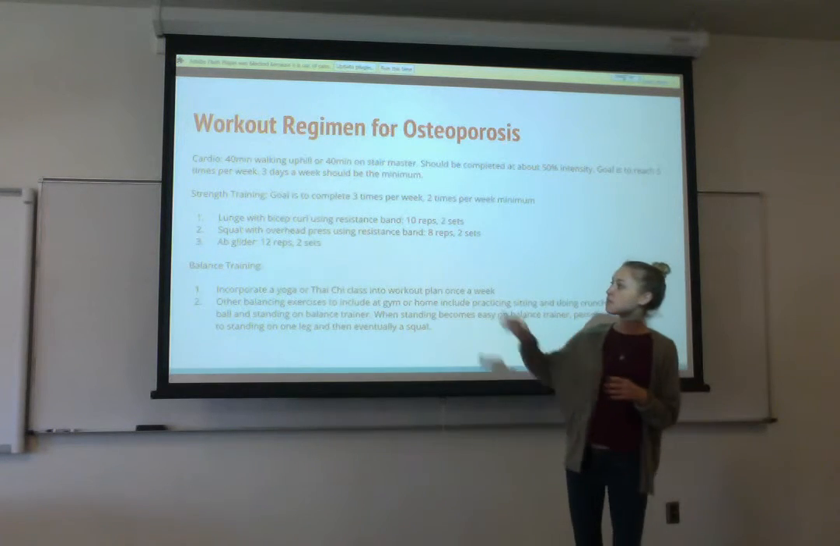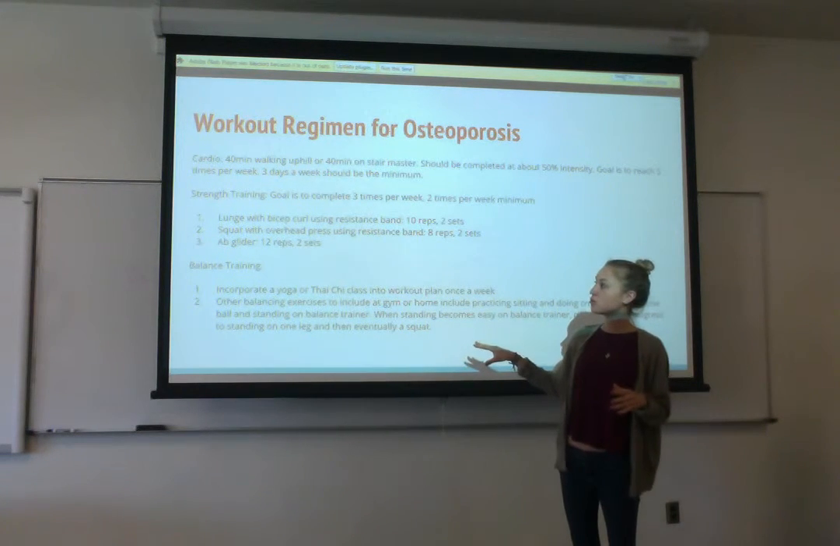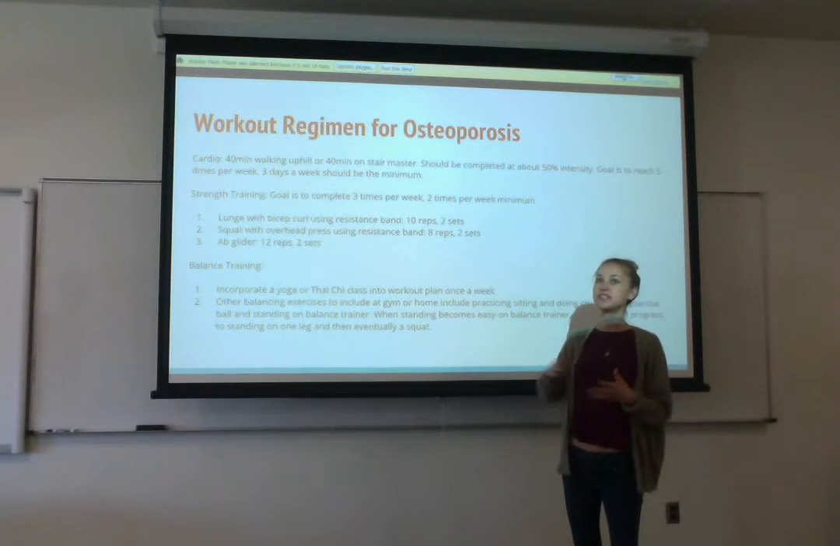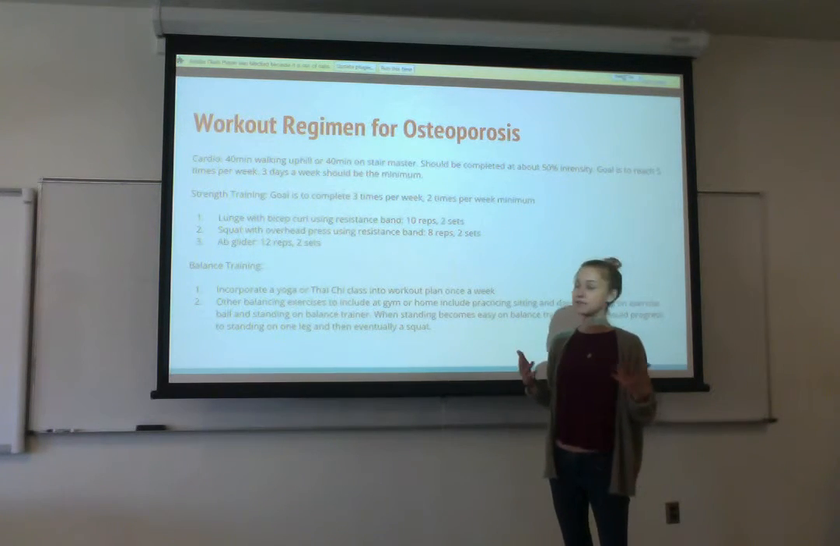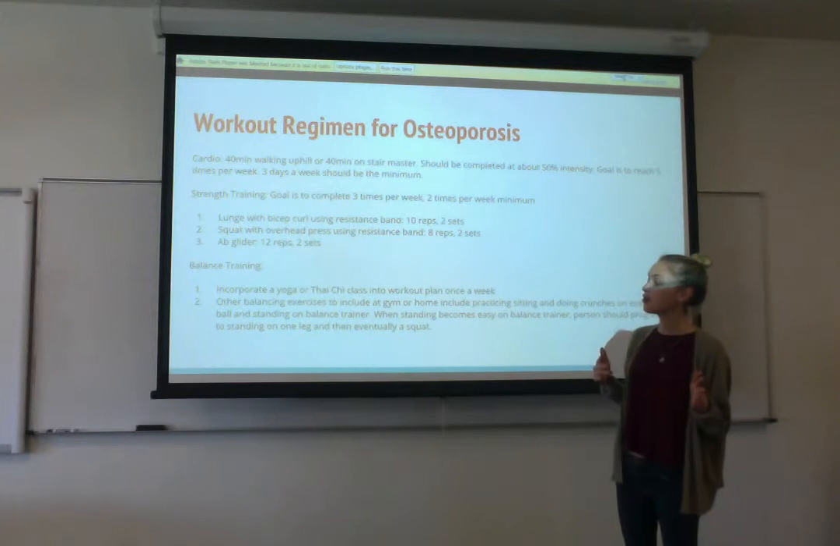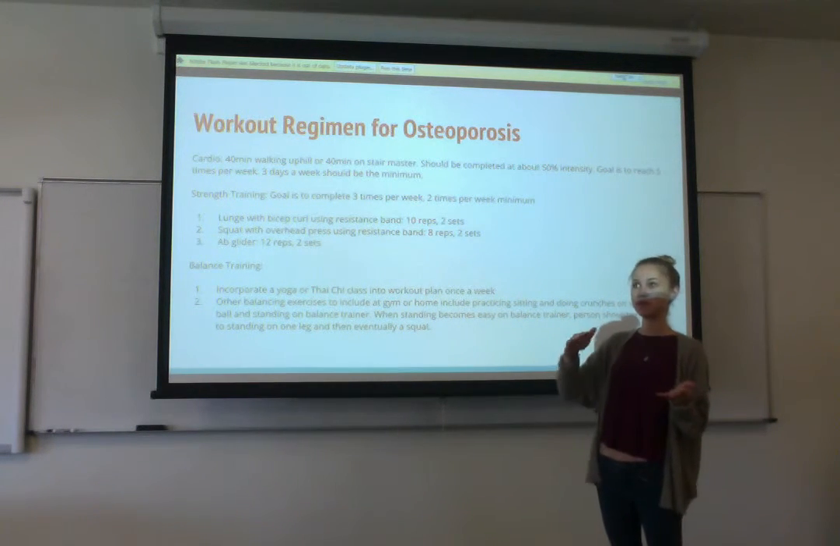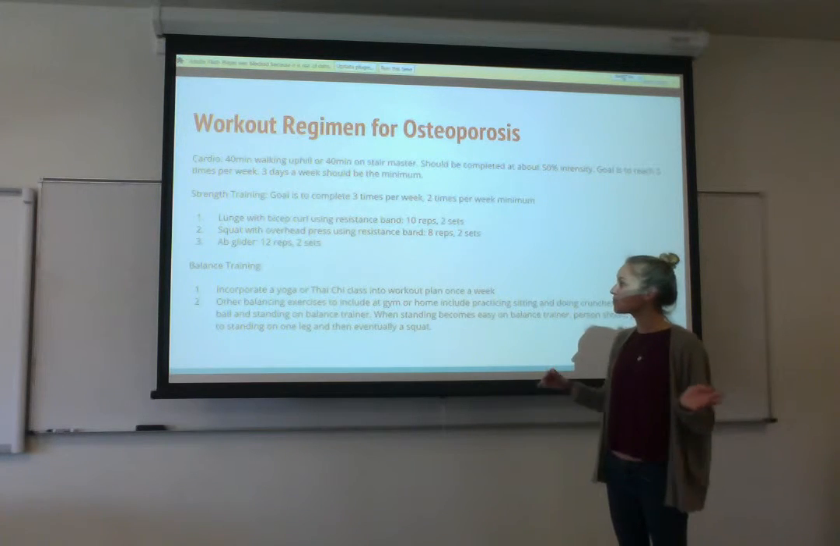And then this is basically an outline of a good workout you can do. So you want to start with cardio, about 40 minutes of walking. And what's unique about osteoporosis, it's better to walk uphill rather than go for a run. It will help build up strength. You can also, if it's not good weather, use Stairmasters, ellipticals, and put them on high inclines.